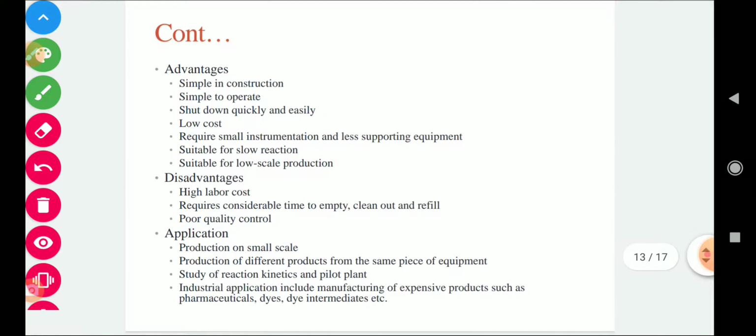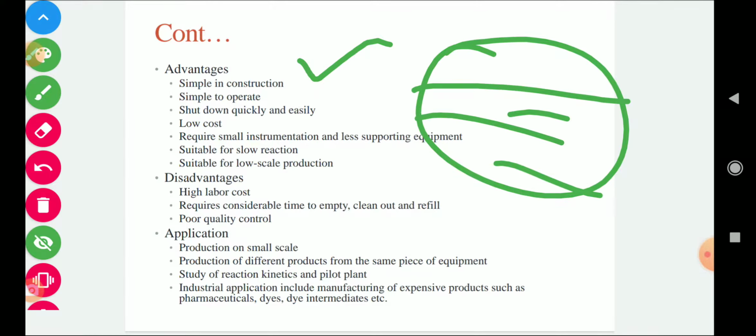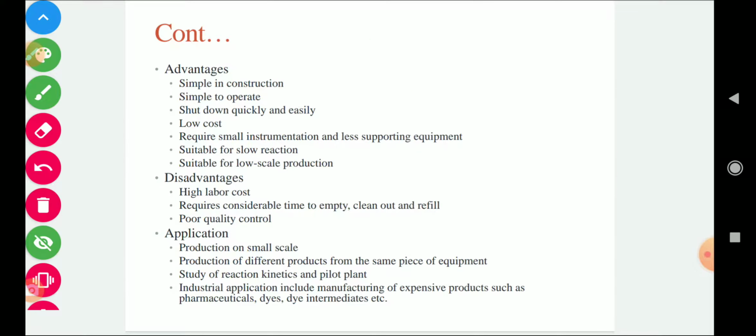So these are some of the advantages and disadvantages and application of batch reactor. The advantages are that they are simple in construction because we have one vessel in which we have reactant mixer. So its construction is very simple and they are simple to operate. We simply put a reactant into the reactor and close.